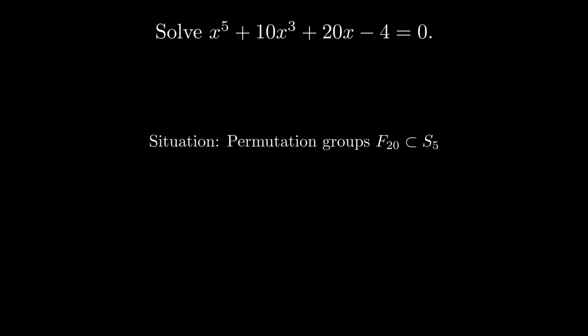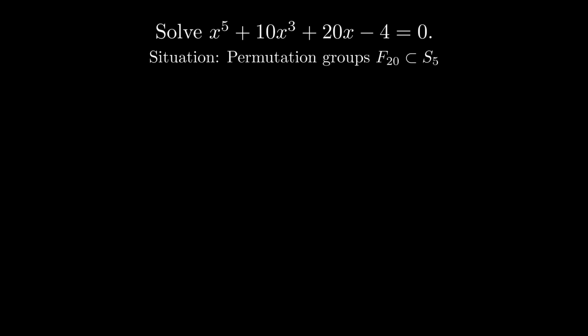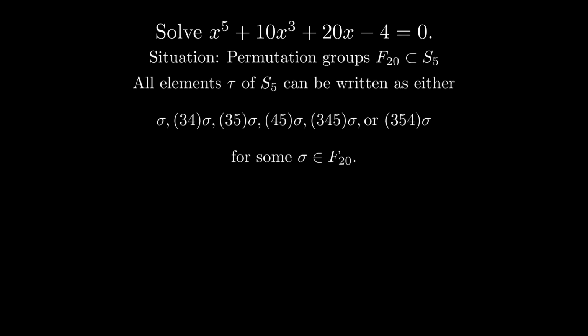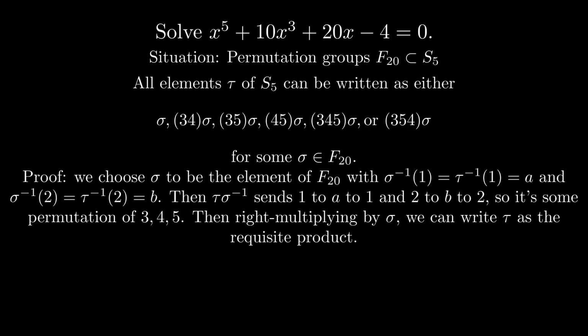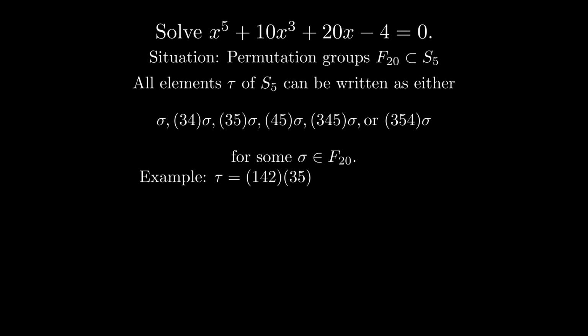In our case, G is the full symmetric group and H is F20. We'll prove a lemma to help us determine when G elements actually give us different permutations of Z. Every permutation can be written as the product of something that only affects 3, 4, and 5 with something of F20. Here's a proof. Essentially, we choose sigma so that sigma inverse mimics where tau inverse sends 1 and 2, and that's good enough. Let's do an example instead.